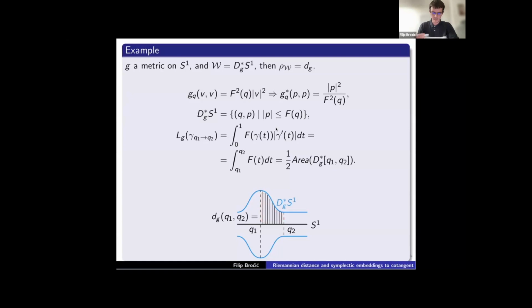But on the other hand, since in dimension 2, area preserving diffeomorphisms are symplectomorphisms, we can actually find two balls which really realize this particular distance. So the distance rho W in this particular setting is going to coincide with the Riemannian distance.